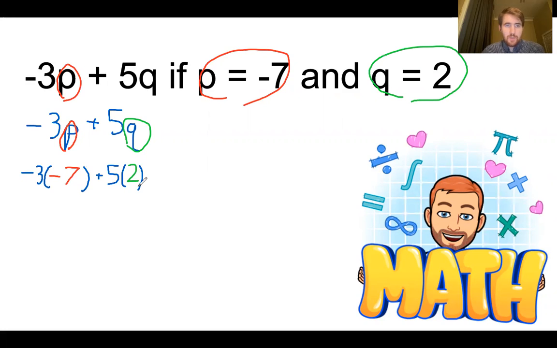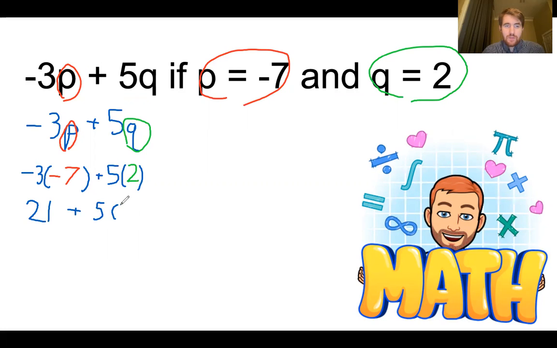Now, maybe you're not super comfortable with working with negatives, but that's okay. This is one of the reasons we have calculators. If you don't remember, -3 times -7 is equal to positive 21. But if you forgot that, you could always put that into a calculator, -3 times -7, and you'll get positive 21. Now we have 21 plus 5 times 2.